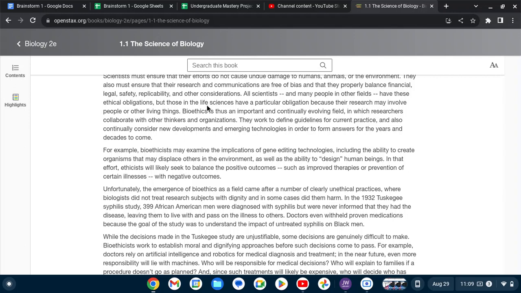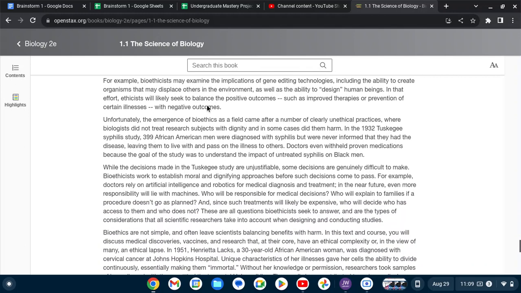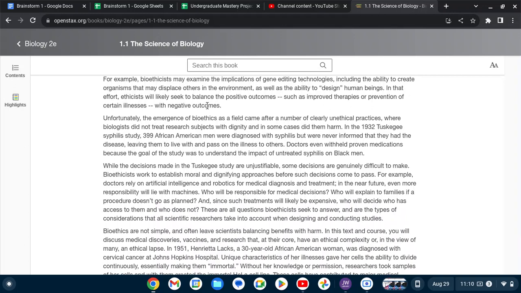Bioethics is thus an important and continually evolving field in which researchers collaborate with other thinkers and organizations. They work to define guidelines for current practice and also continually consider new developments and emerging technologies in order to form answers for the years and decades to come. For example, bioethicists may examine the implications of gene editing technologies, including the ability to create organisms that may displace others in the environment, as well as the ability to design human beings.